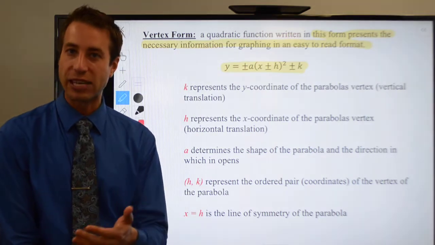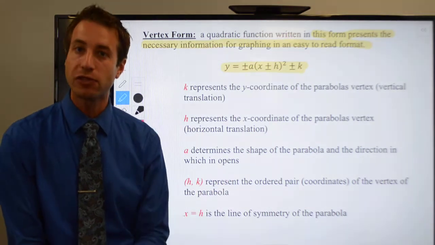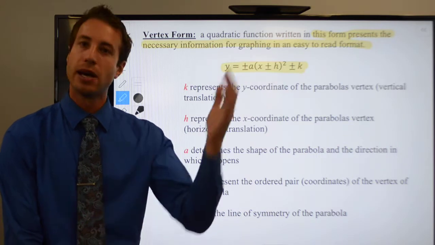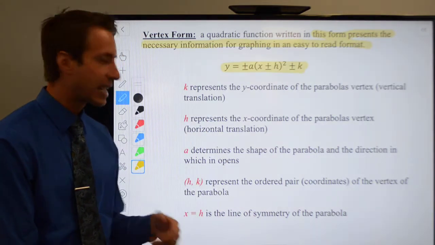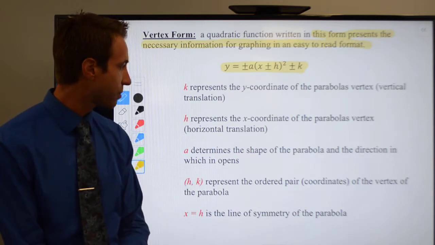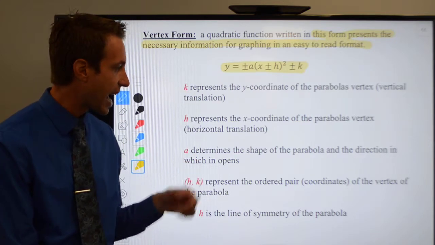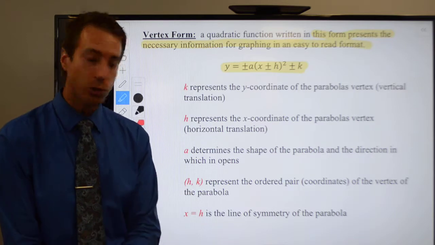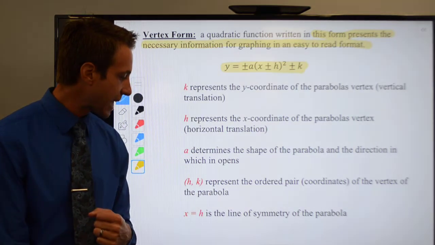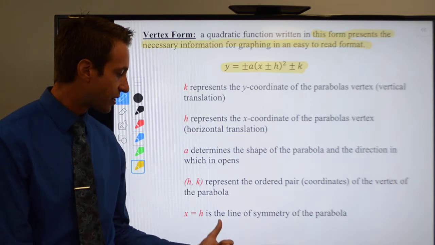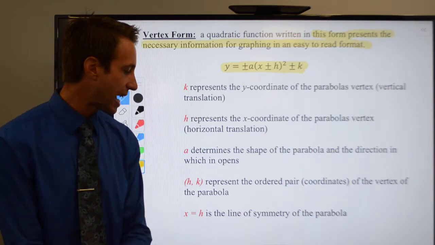Once you know a, h, and k, you just simply perform the transformations to the parent function, and you've got your graph. I'll run through quickly again what each of those transformations mean, what k, h, and a will do to the parent function. Of course, the vertex is going to be at (h, k). The axis of symmetry is at x equals h.